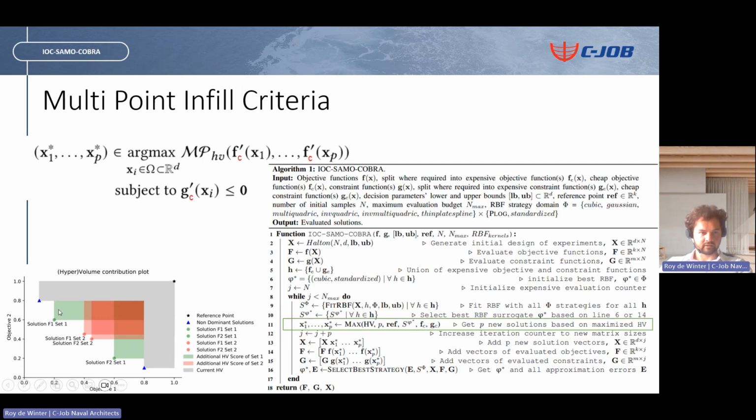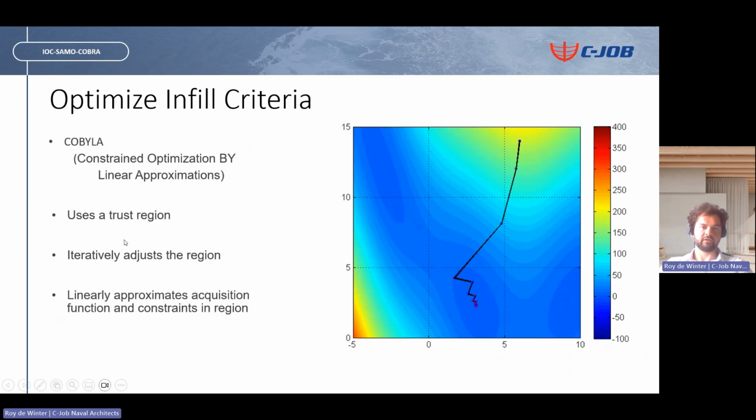By checking the set of hypervolume contribution of multiple solutions simultaneously, you automatically find solutions that are more diverse. And that's what you see here with the green boxes and the red boxes. Because the red boxes have a lot of overlap, the green solution set will be preferred over the red solution set. So this infill criteria can be optimized with the Cobra optimization algorithm that uses a trust region and iteratively adjusts this trust region to find optimal solutions.